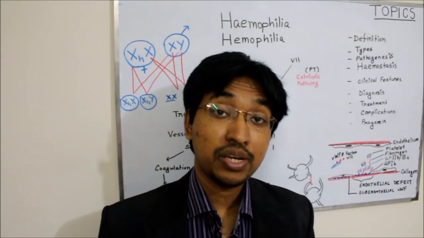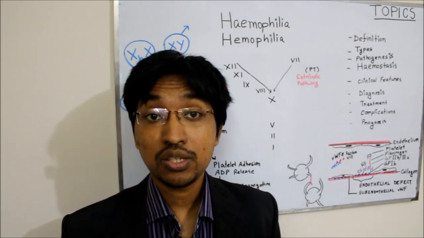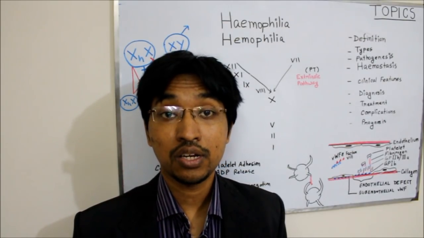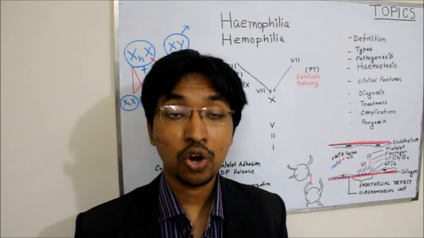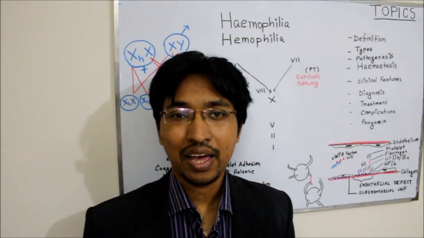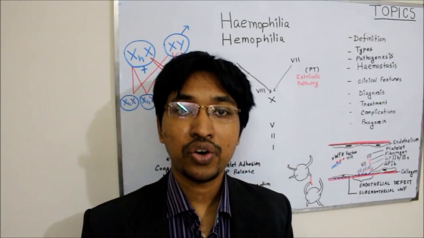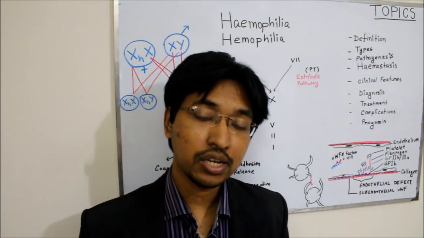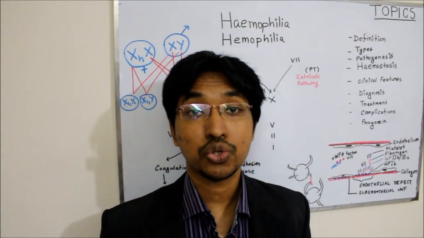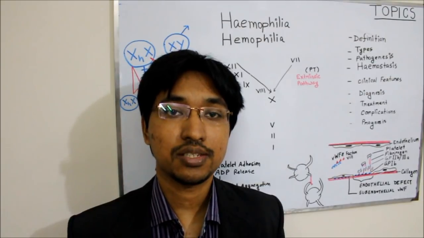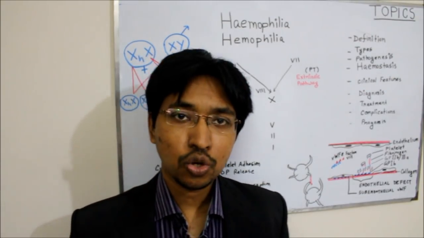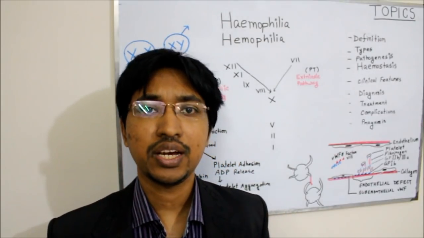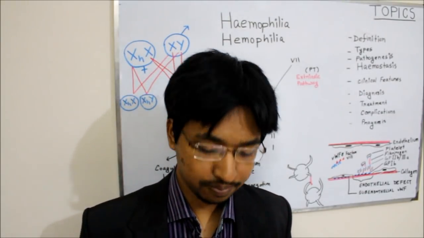And what about Hemophilia B? When there is deficiency of the clotting factor 9, which is also known as the Christmas factor, we call that Hemophilia B. And as this is occurring due to deficiency of Christmas factor or clotting factor 9, Hemophilia B is also known as Christmas disease. Okay, so those were the two types of hemophilia, Hemophilia A and Hemophilia B.